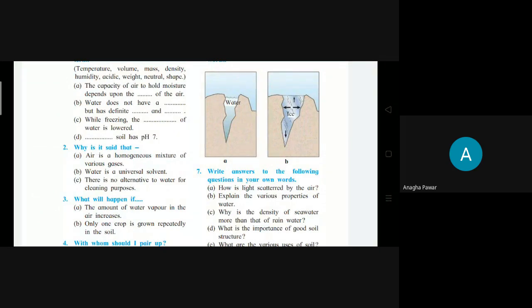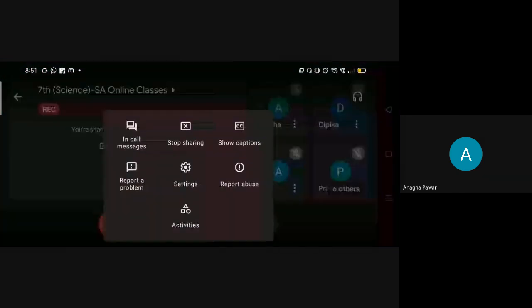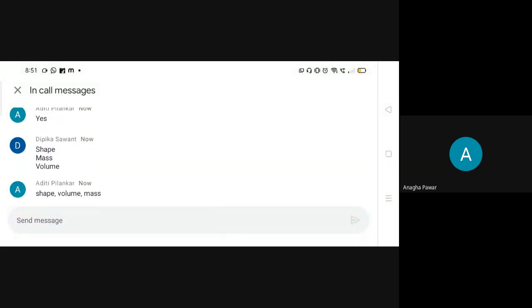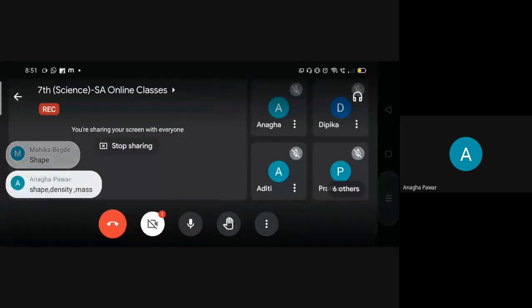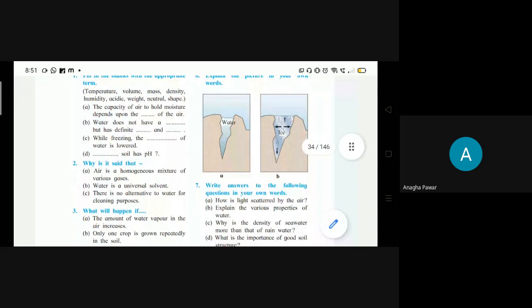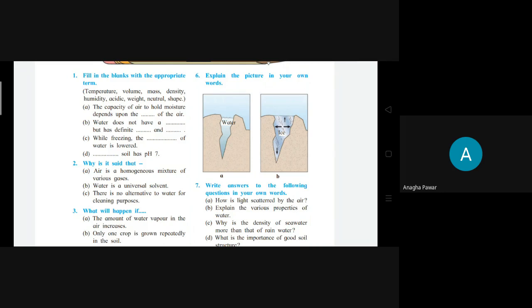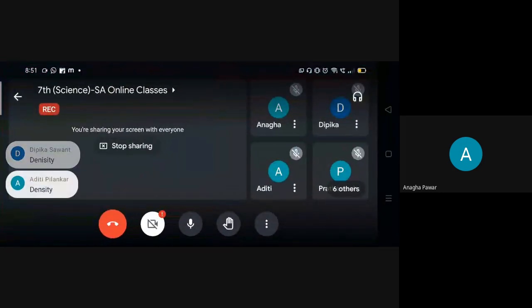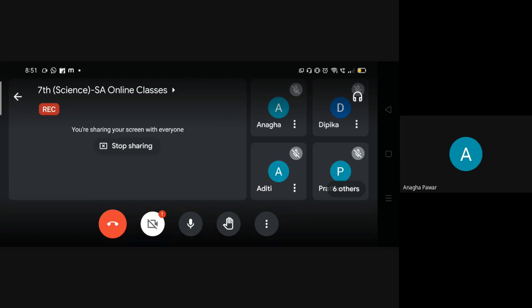Water does not have a shape, but has definite mass and volume. While freezing, the density of water is lowered. While freezing, what happens? The density of water is lowered. Hence, ice can float on water.